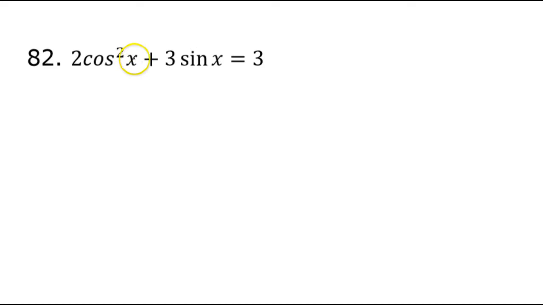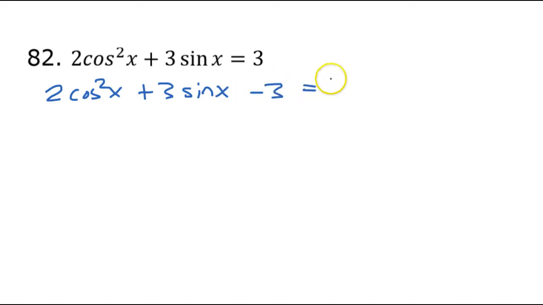Number 82 just looks like a factoring problem. We're going to start by subtracting 3 from both sides, so that's going to be 2 cosine squared x plus 3 sine x minus 3 equals 0. Something that I didn't notice at first glance, these are not the same trig function. I have cosine and sine. So I do need to fix that.